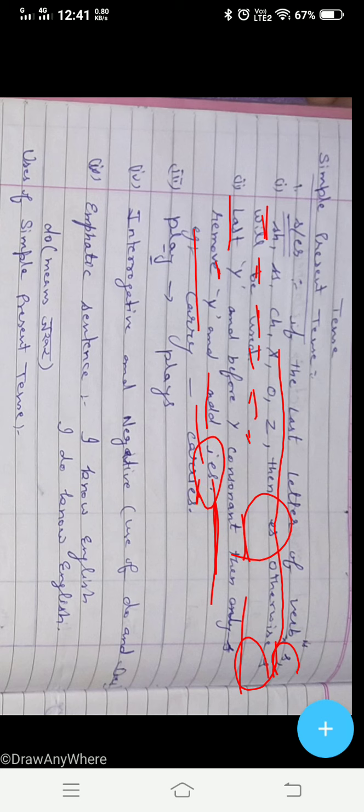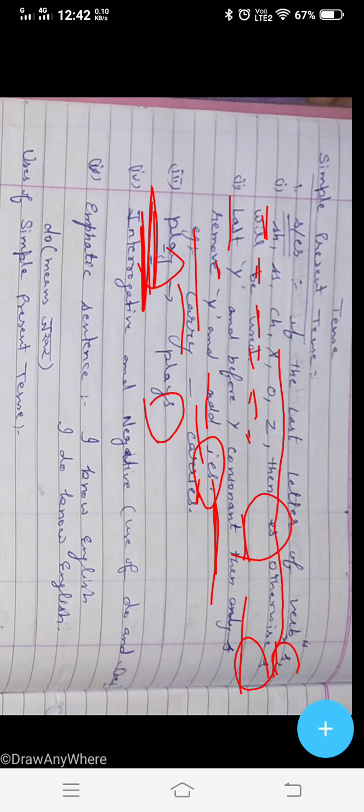For example, we have the verb carry. If we want to write he carries a bag, carries, we have removed y and added ies. Another example where we use only s: if the last letter is y, and before it we have a vowel, not a consonant, so we will use only s. Clear?